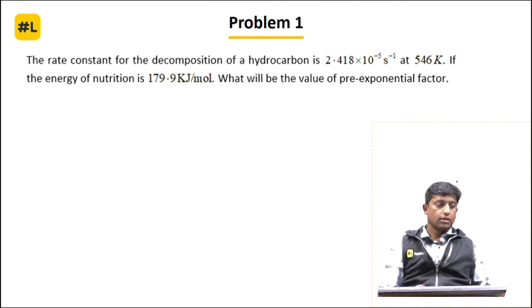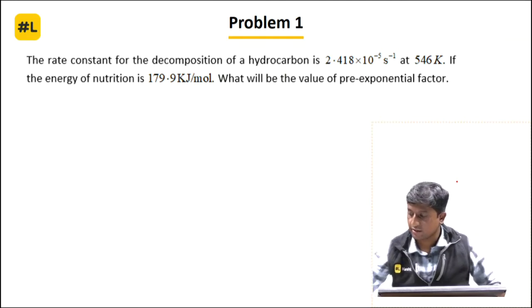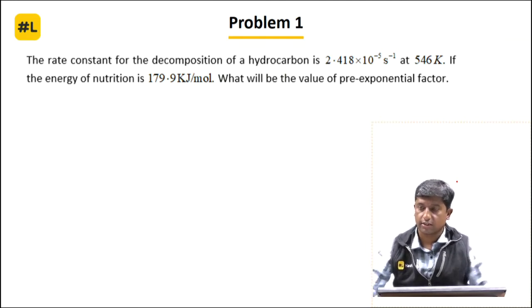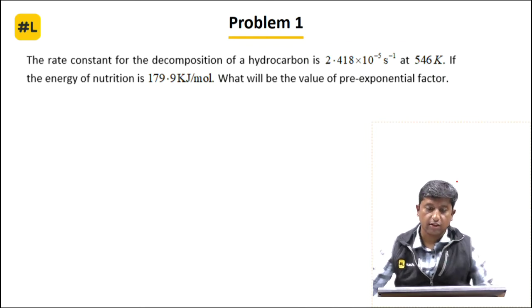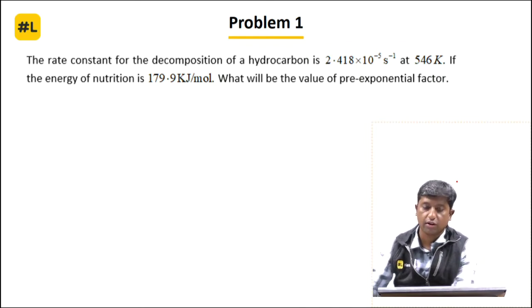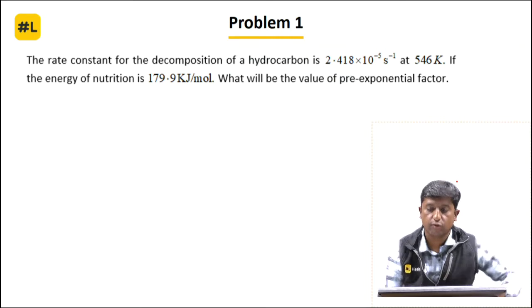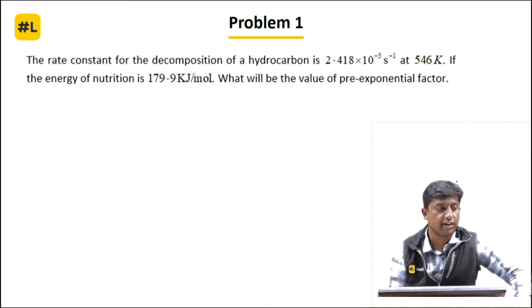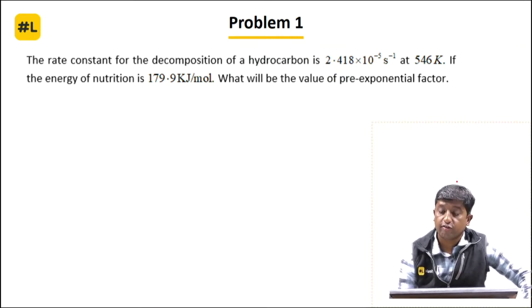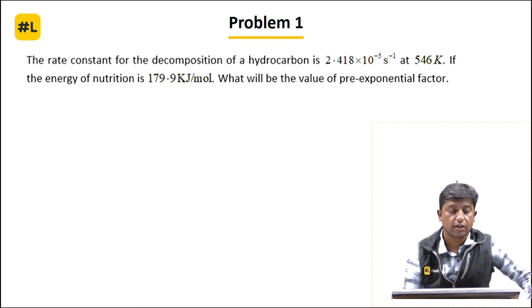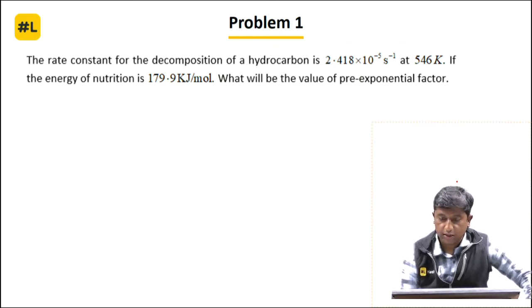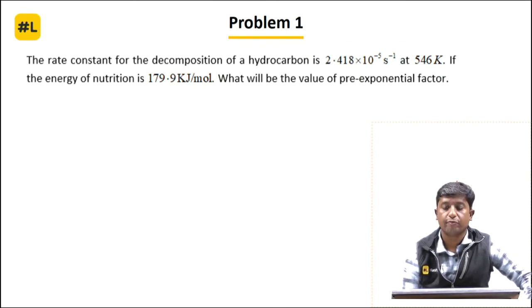Today's first question is on the rate constant. The rate constant for the decomposition of hydrocarbon is 2.418 into 10 power minus 5 per second at 546 Kelvin. If the energy of activation is 179.9 kilojoules per mole, what will be the value of the pre-exponential factor?